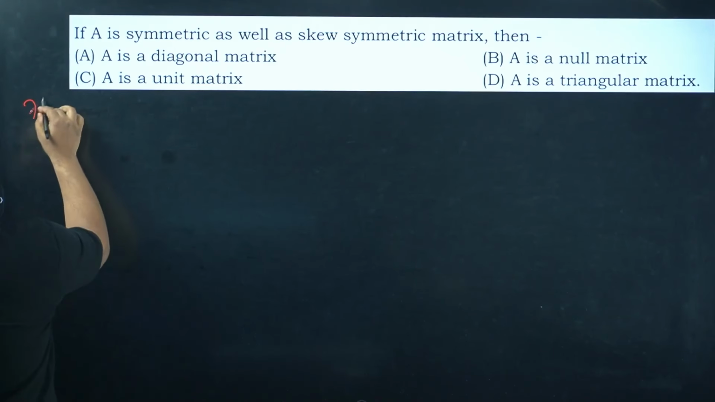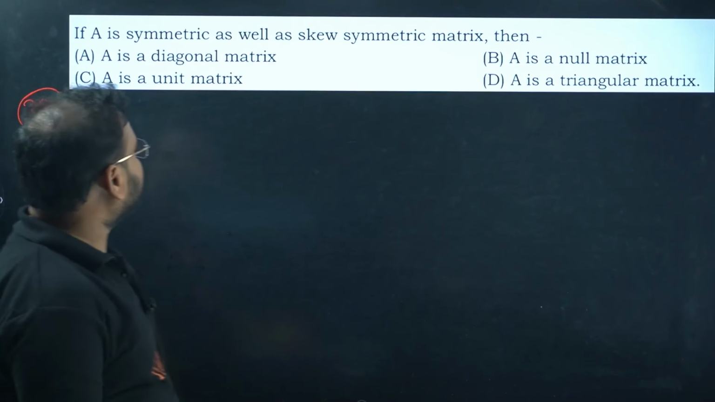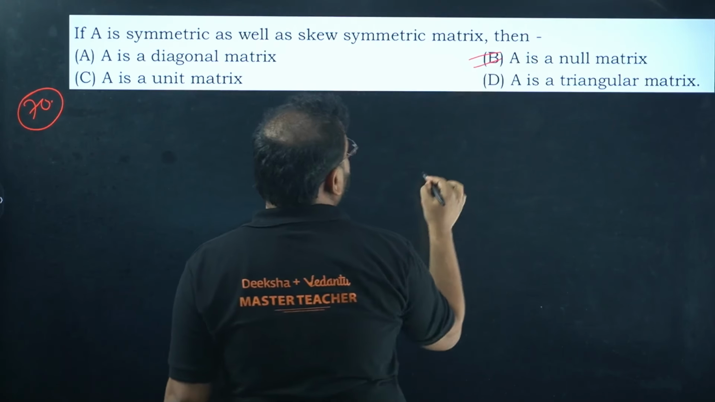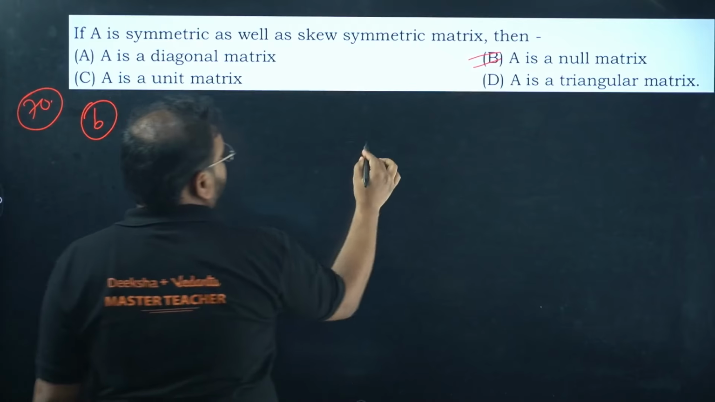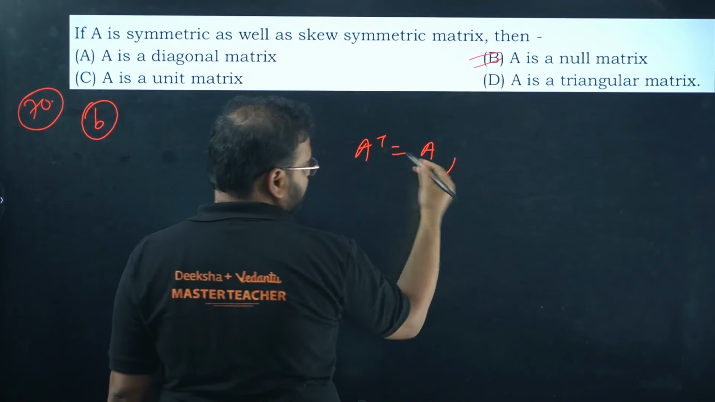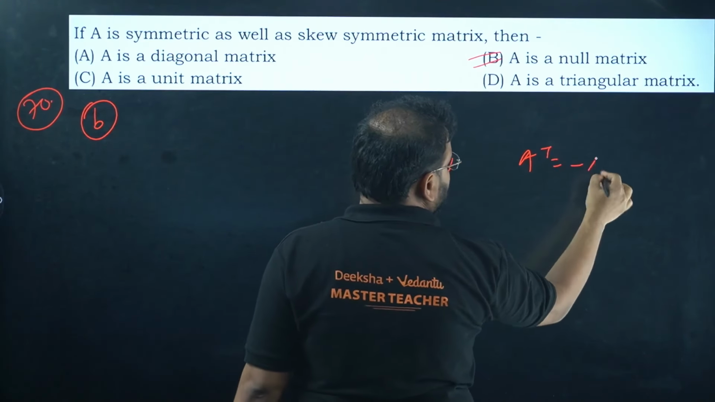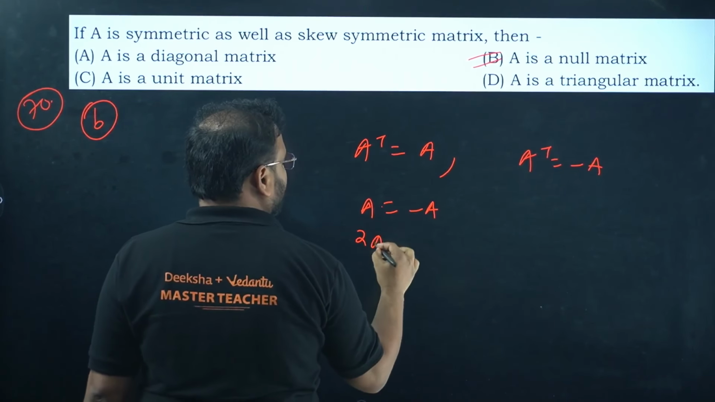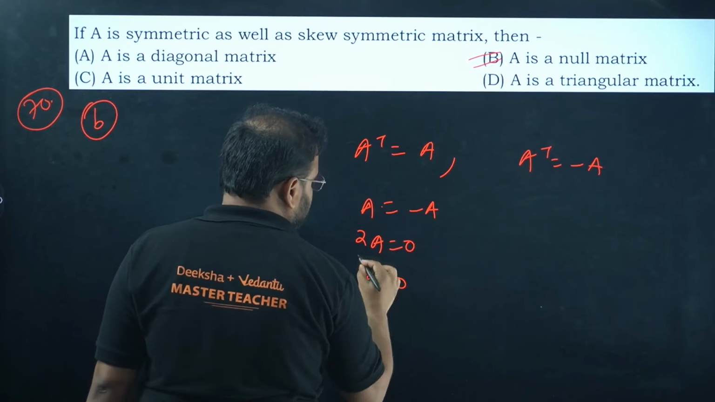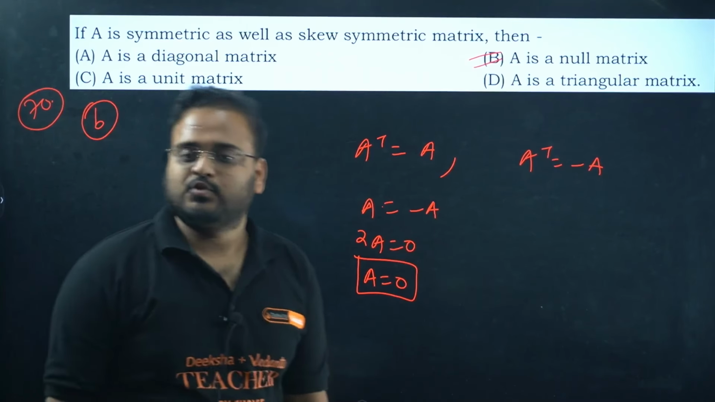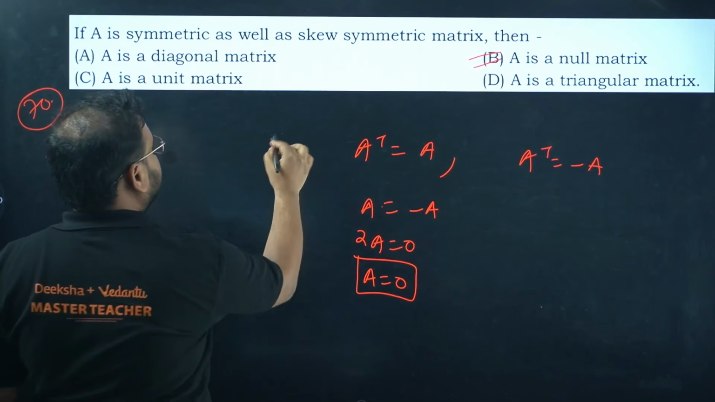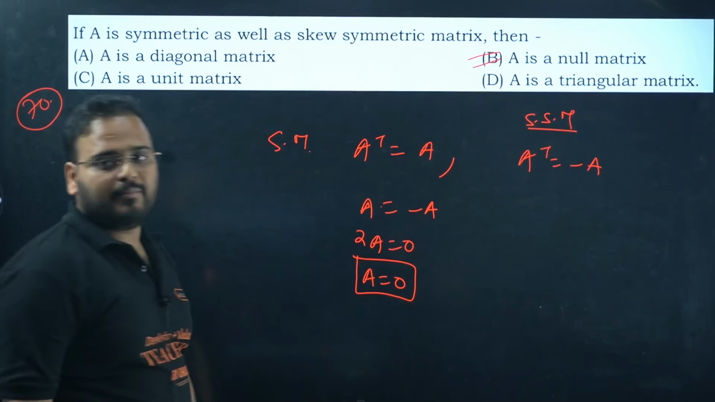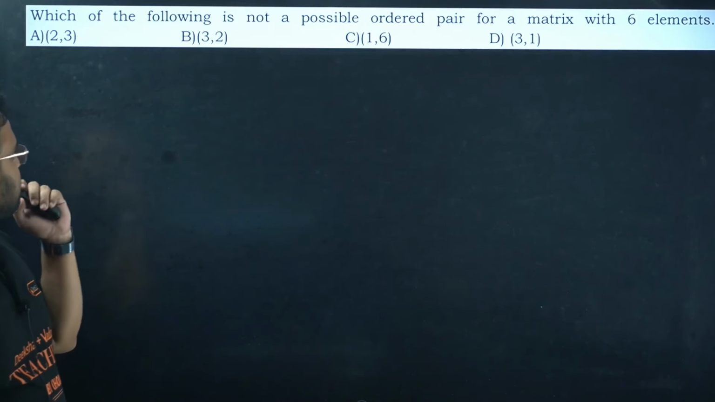70. A is a symmetric matrix as well as skew symmetric matrix. Then it has to be null matrix, right? Think about it. They're saying A transpose is A, symmetric matrix, and A transpose is minus A. It means what? A equal to minus A. Bring it over here. 2A equal to 0. It means A is 0. So if it is both symmetric and skew symmetric, it has to be a null matrix. Got it?